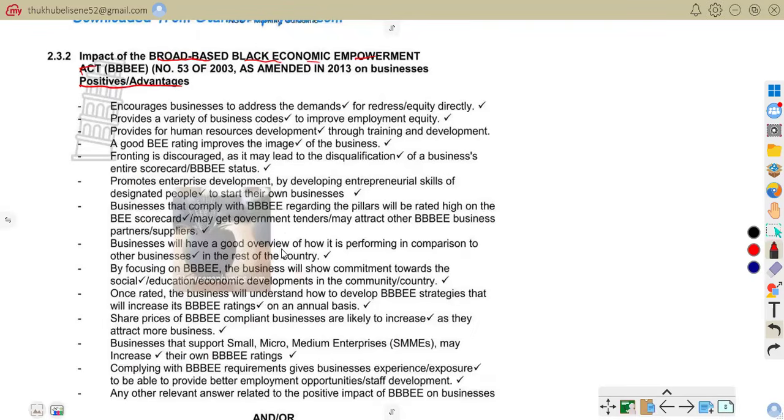So the advantages of this act say it encourages business to address the demands for redress or equity directly. So it encourages redress and equity. Meaning it promotes fairness from past inequalities. It simply says it promotes fairness from past inequalities.